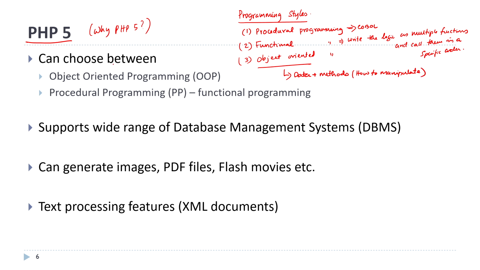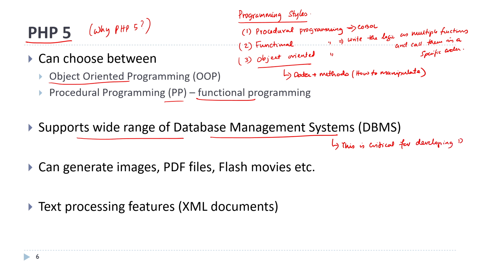PHP 5 allows both styles, object oriented programming and functional programming. I wrote procedural programming because it also supports procedural programming. So, all three major programming styles that I am more worried about are supported by PHP 5. Second one is it supports a wide range of database management systems. And this is critical for developing DSS. What are the wide range of DBMSs that we support?